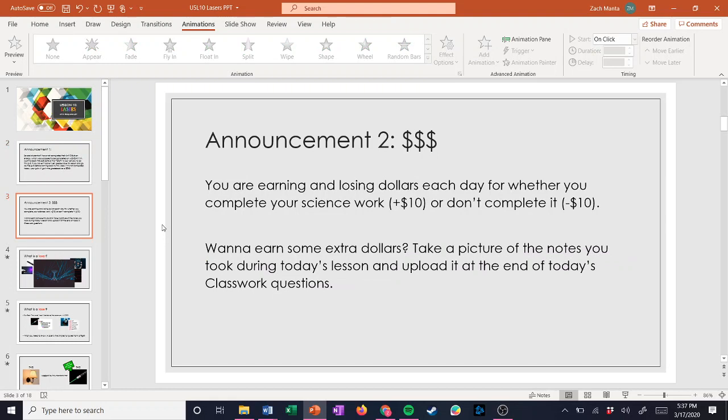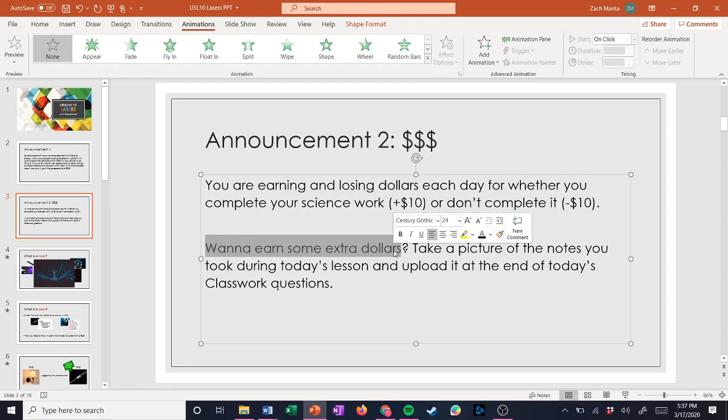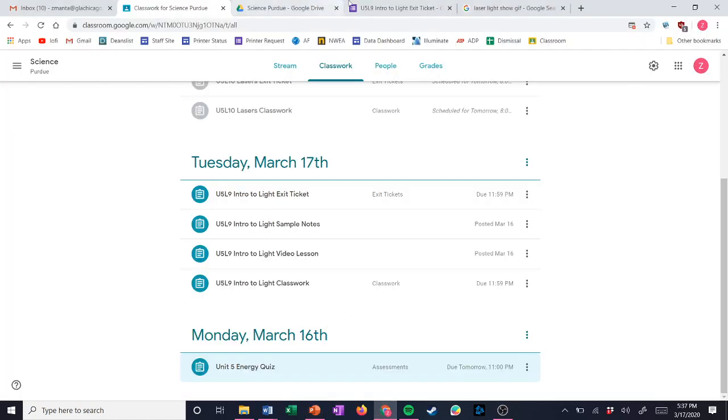Second announcement has to do with money. Not real money, of course, but scholar dollars. You probably could have guessed that. You should probably know this already, but you are earning and losing scholar dollars each day for whether you complete your science work, which gives you plus 10 every day, or don't complete it, which is minus 10. What's special for today, if you want to earn some extra dollars, you are welcome to take a picture of the notes you took during today's lesson and upload that picture at the end of today's classwork questions. So while this video is playing, you should be taking notes in your science notebook.